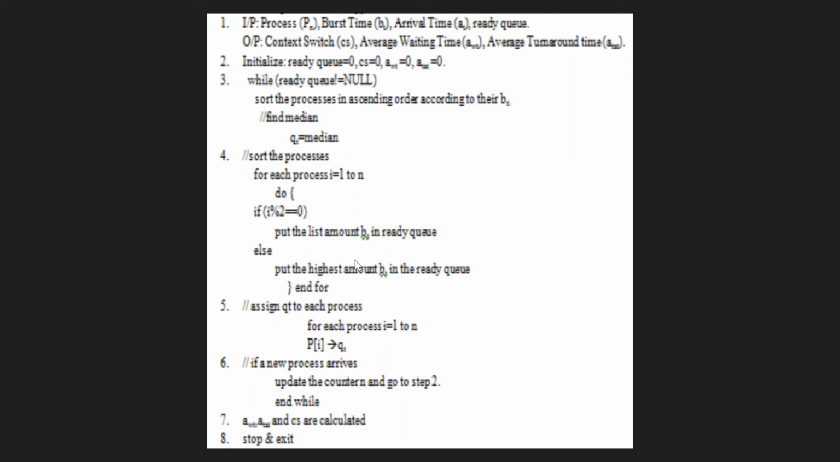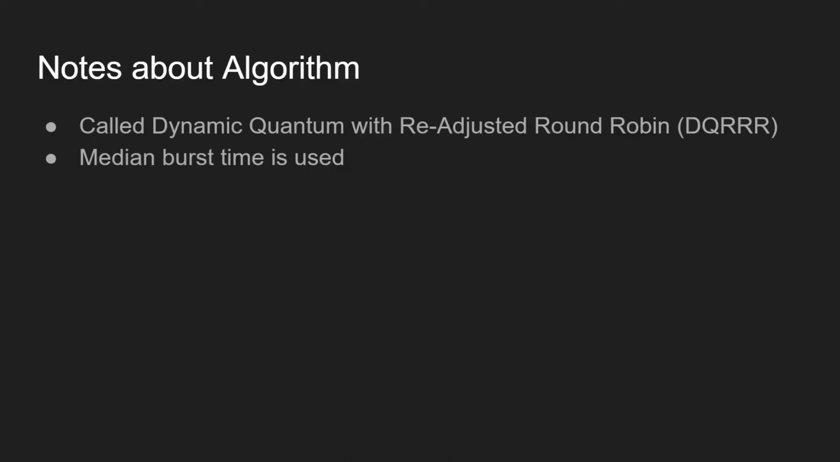I thought it was interesting that they went with a median implementation rather than the mean or average implementation for the time quantum. That is, they did the median of the bursts instead of the mean, which, I don't know, was an interesting design choice, I believe. Just some small notes. It's called the dynamic quantum with readjusted round robin, or DQ-RRR. Again, the median burst time is used rather than the mean, which again is an interesting design choice, but it does produce some interesting results, and we'll see that here in the analysis.